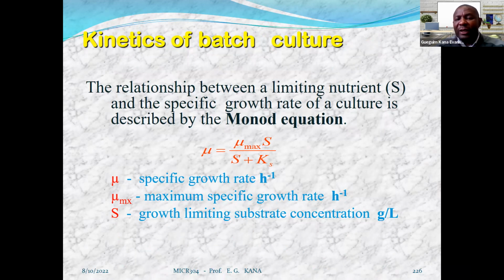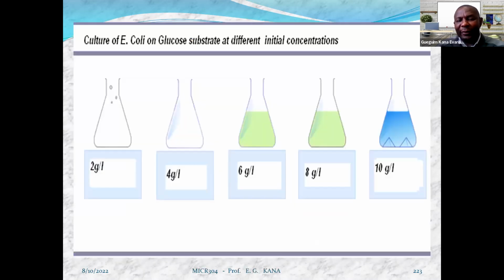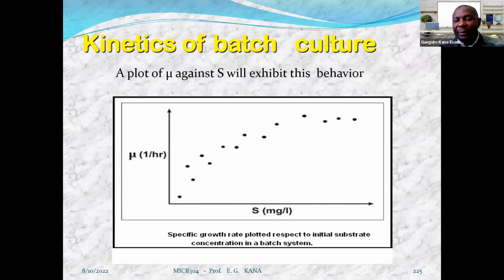That the relationship between the limiting nutrient and the specific growth rate, the link they have can be described by this equation, and this equation is obtained from this experiment in which you have different batch cultures that differ in substrate concentration, and you are measuring mu. Then you plot the observed mu value against the substrate concentration. That gives you a graph that can be fitted with the Monod equation.